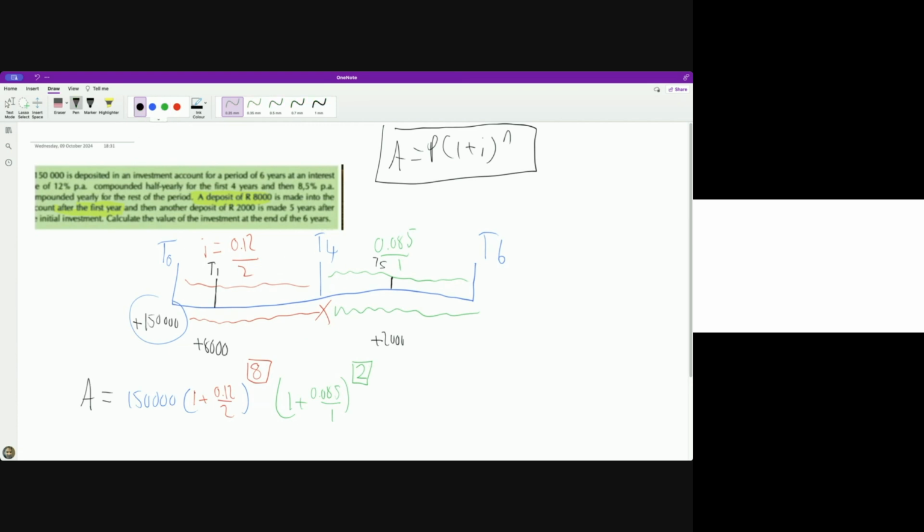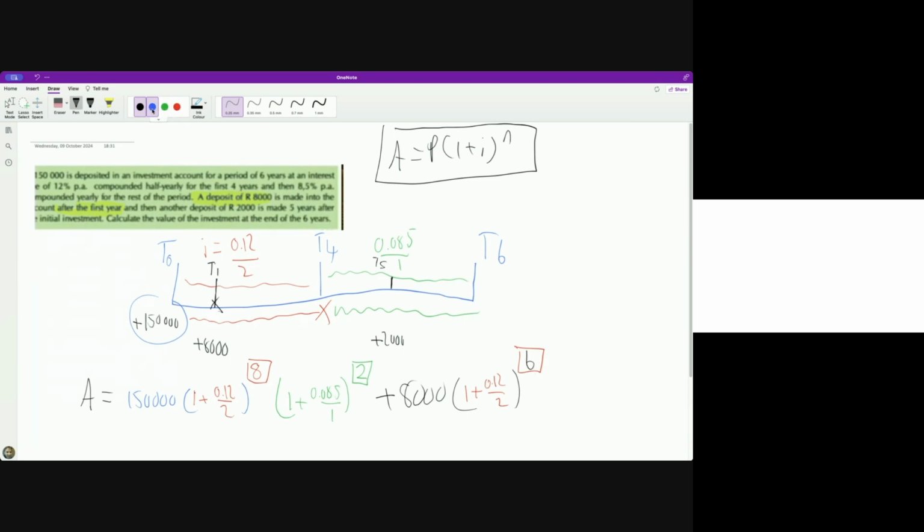Okay, now, here is the only thing that's different. I still have these other bits over here. So this bit, this 8,000, it has to grow through this time period. It's 1 plus. But now what's going to be over here this time? It's not going to be an 8. How many years does the 8,000 have to grow for? It has to grow from this point for 3 years, but it's half years. So this is going to be 6.